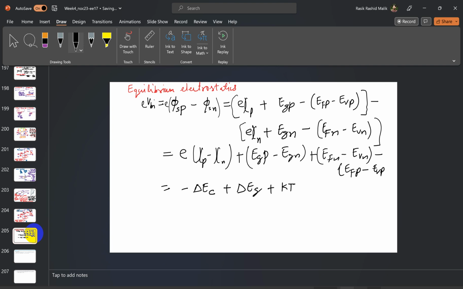So this I can write as KT ln of the effective density of states of the valence band on the n side divided by the hole concentration. Okay, similar, minus KT ln of NVP divided by P and P0.